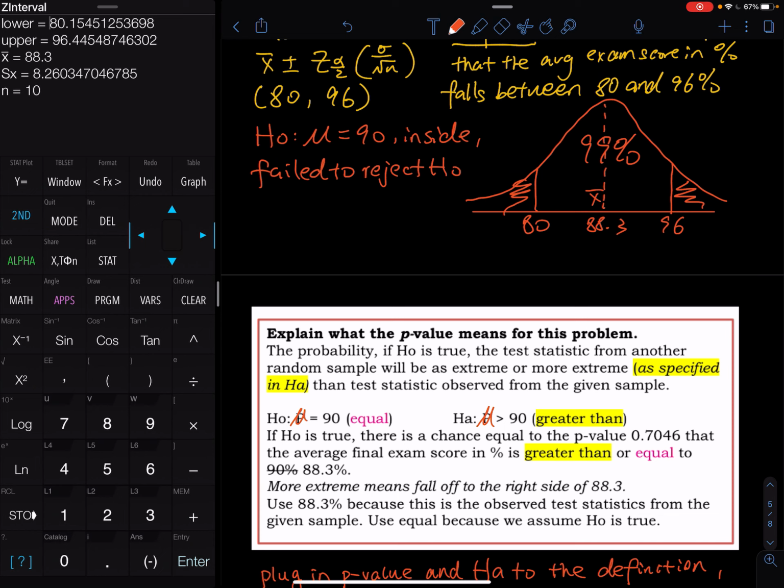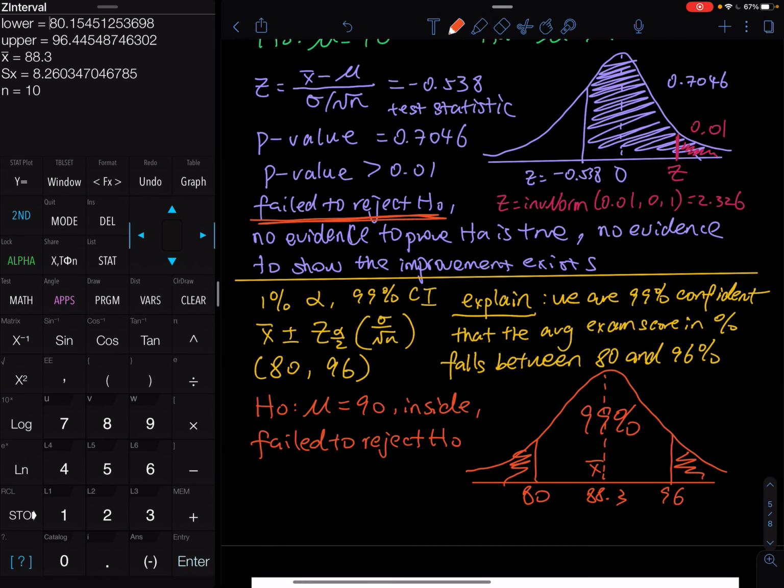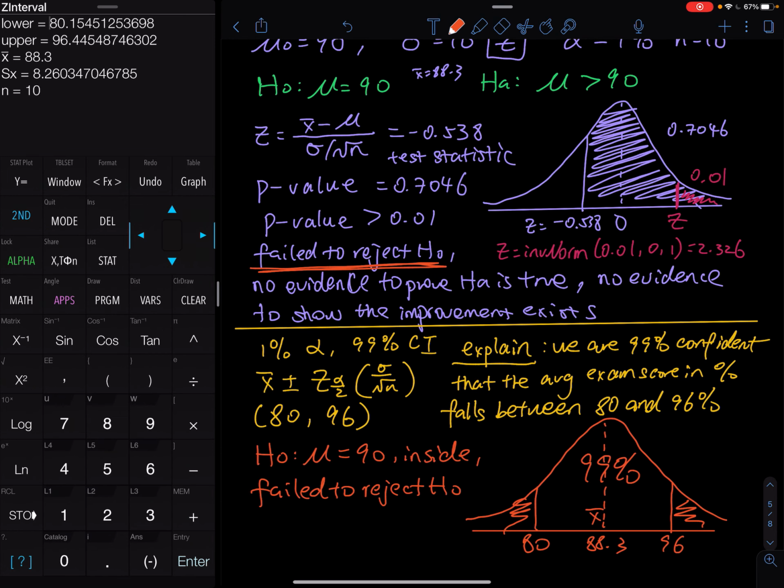No, I crossed that out. 90% is not right. Most people will just write 90%, but it is not right. It should be 88.3% because that is your X bar. And then this is a right-sided test. So go back to my picture. Do you see that? The purple one, right-sided test. I have area on the right-hand side, right?